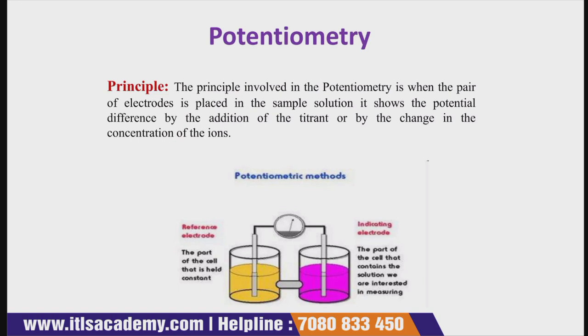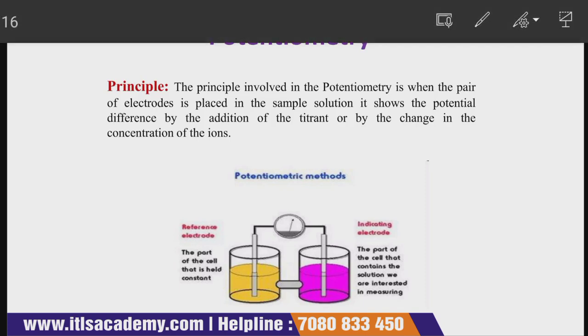So how will these two electrodes show the potential difference? When you add the titrant or when you change the concentration of the ions. Now generally the question arises: what are the reference electrode and the indicator electrode?